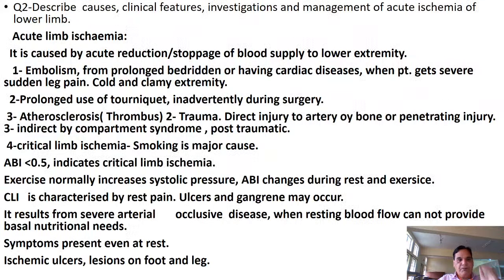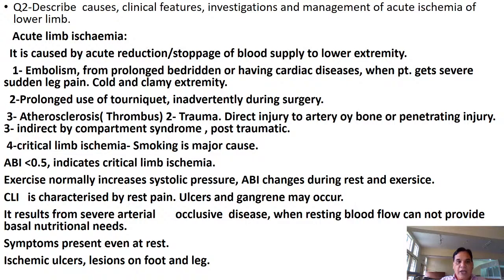Okay, next question. This is: describe the causes, clinical features, investigations, and management of acute ischemia of a lower limb. You will just question what is acute ischemia. We have been considering TAO for a long time. Whenever we go for the arterial system, we always talk of TAO or atherosclerosis. What is the difference? That is chronic limb ischemia, CLI, and this is ALI. This is acute limb ischemia.